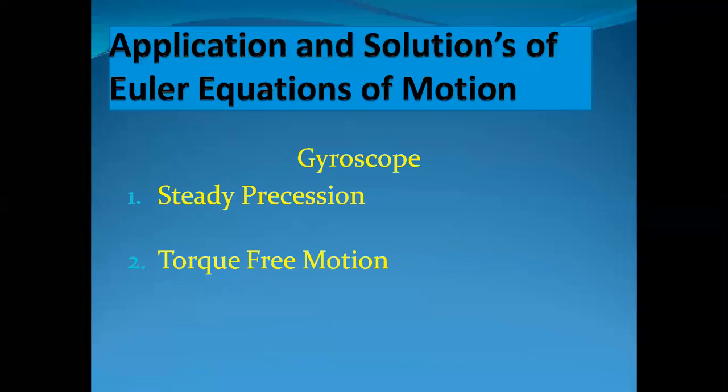The rigid body we have under consideration, over which we are understanding these Euler equations of motion, is what we call the gyroscope. So we are studying gyroscopic motion as an application of Euler equations of motion, and then solving the equations of motion of the gyroscope. Its solution comes in two forms: one is called steady precession, and another is called torque free motion, which are the solutions of the Euler equations of motion when applied on the gyroscope.